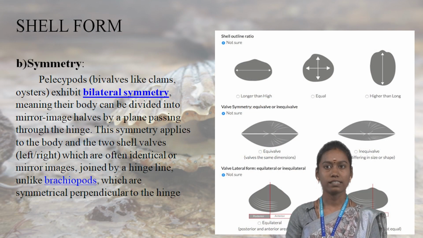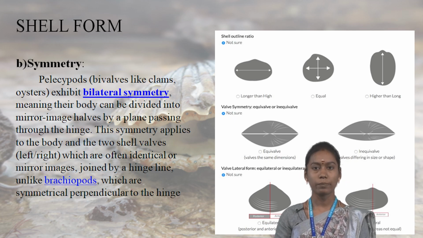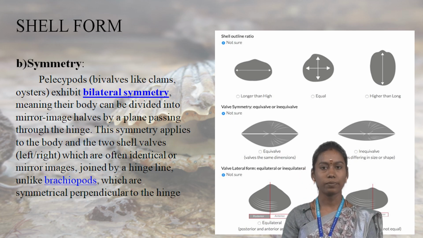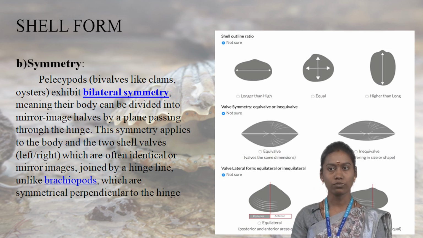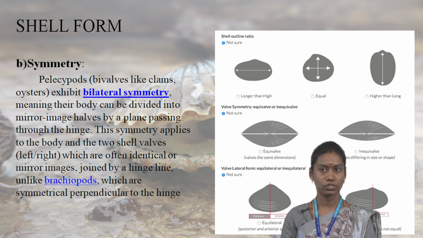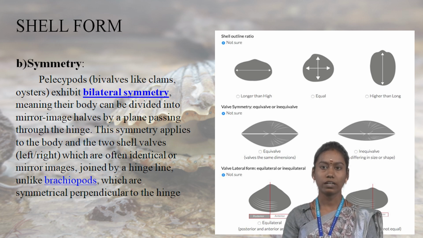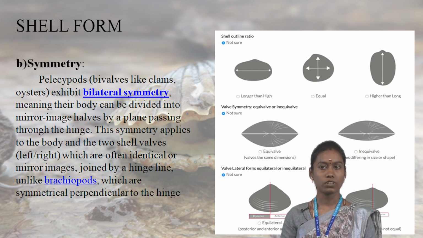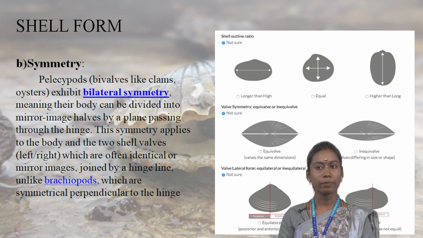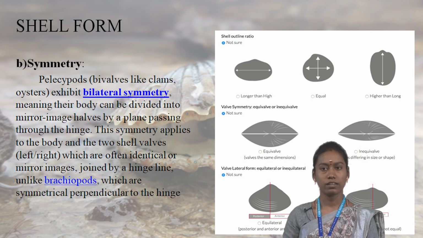Next we can see symmetry, which comes under the shell form. Symmetry means a mirror image of the other side. The Pelecypods always exhibit bilateral symmetry, meaning their body can be divided into mirror image halves by a plane passing through the hinge. This symmetry applies to the body and the two shell walls, one on the left and the other on the right, which are often identical or mirror images joined by a hinge line. Unlike brachiopods, which are symmetrical perpendicular to the hinge.